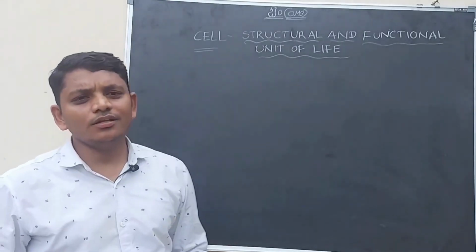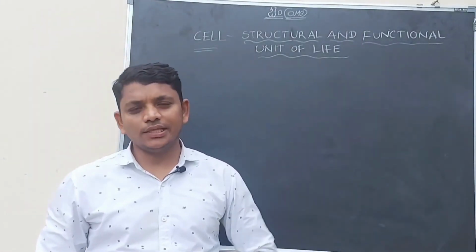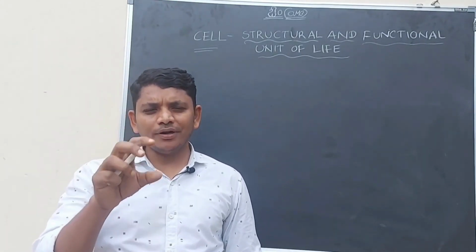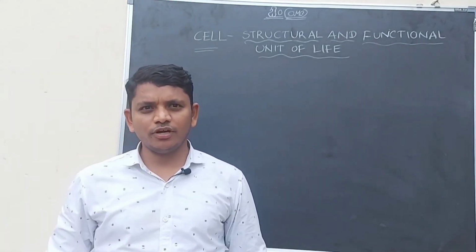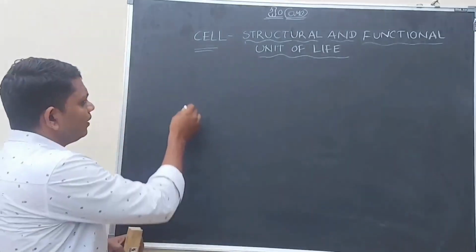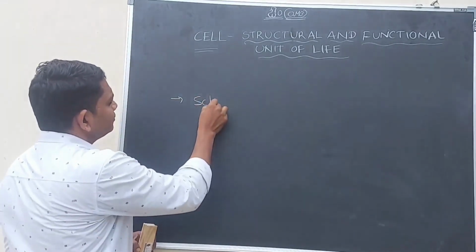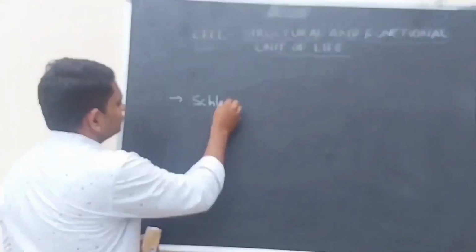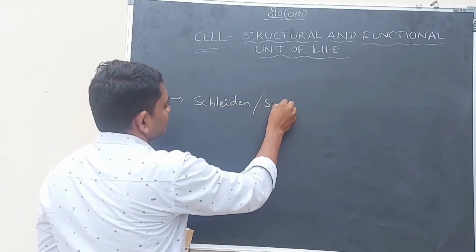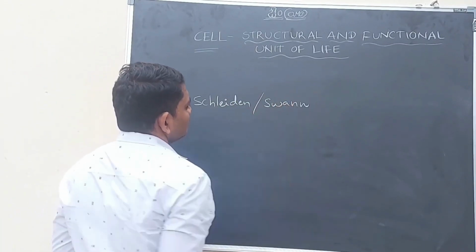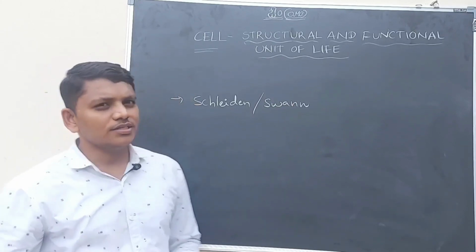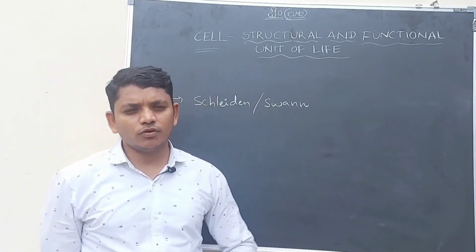Okay. Here in the lesson, we have to discuss cell theory. Cell theory is nothing but the fundamental principle of the cells. The cell theory was proposed by Schleiden and Schwann. Cell theory is proposed by Schleiden and Schwann.